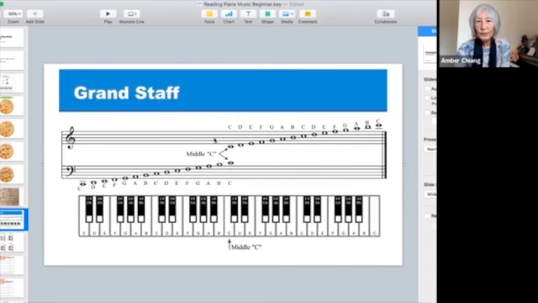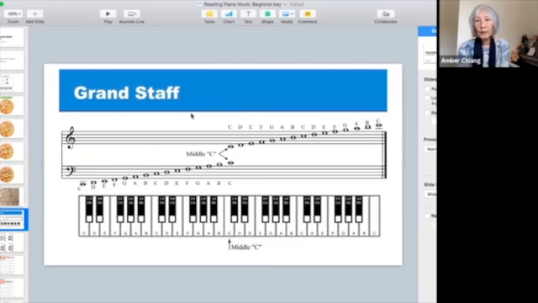Okay, so it depends on if you're playing with the treble clef or the bass clef. We're going to go up step by step. So a step would be a line to a space to a line to a space, and so on. So we're just going to go up the alphabet, C, D, E, F, G. And they're going to correspond to the notes on the piano, C, D, E, F, G.